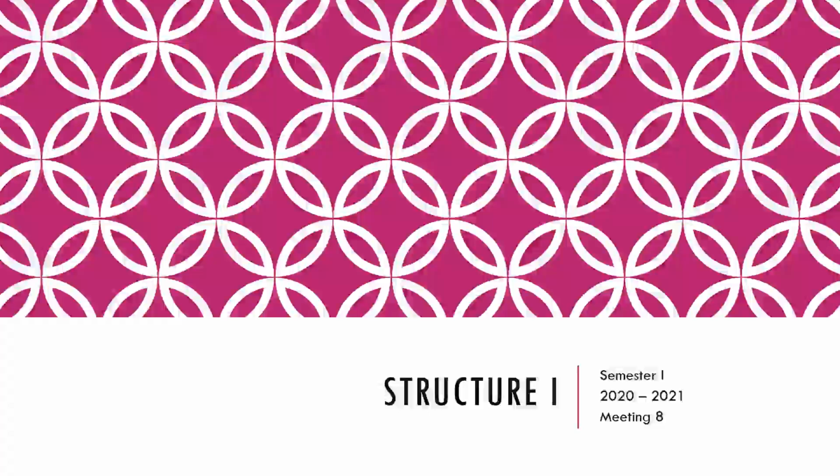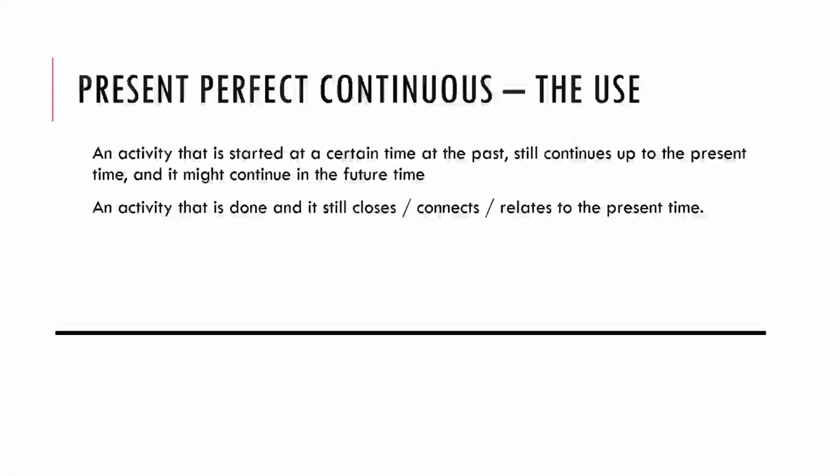What is the topic about? The topic is about present perfect continuous. Present perfect continuous is used to show an activity that started at a certain time in the past, still continues up to the present time. However, it also might continue in the future time.